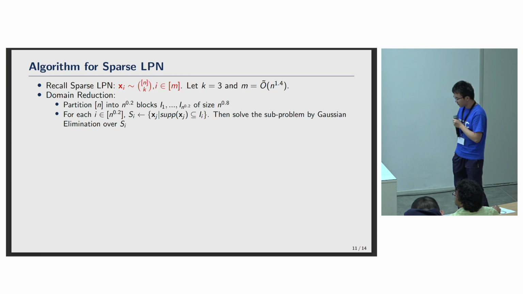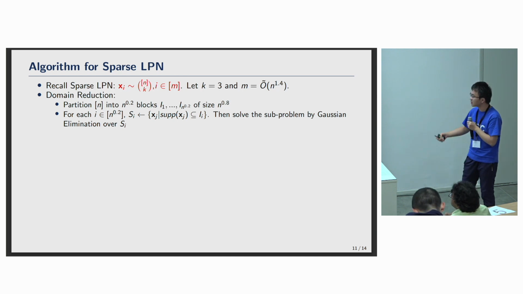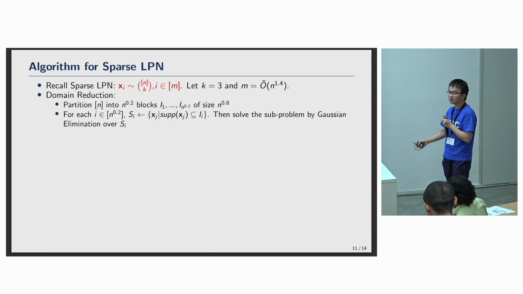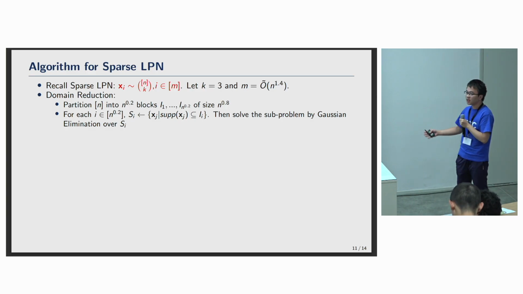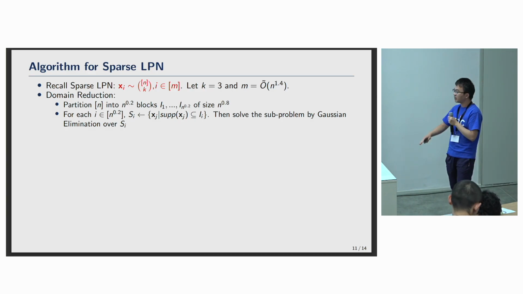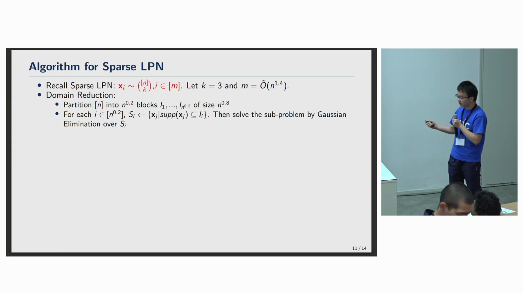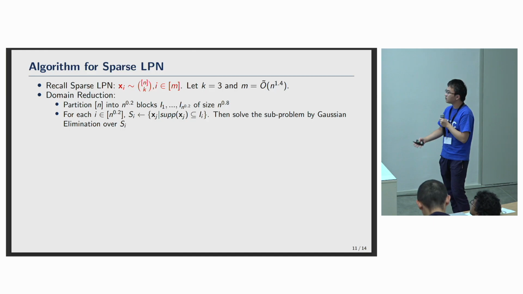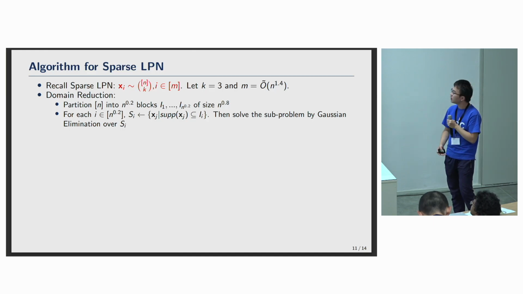Let me give the algorithm sketch for sparse LPN as an example. Recall that for sparse LPN, each x_i is sampled from n choose k, and we let k equal 3 and m equal n to the 1.4 here. Our domain reduction has two steps. The first step, we partition [n] into n to the 0.2 blocks. Each block has size n to the 0.8.